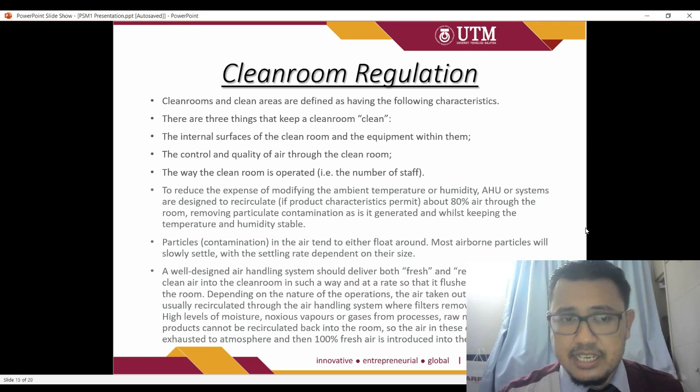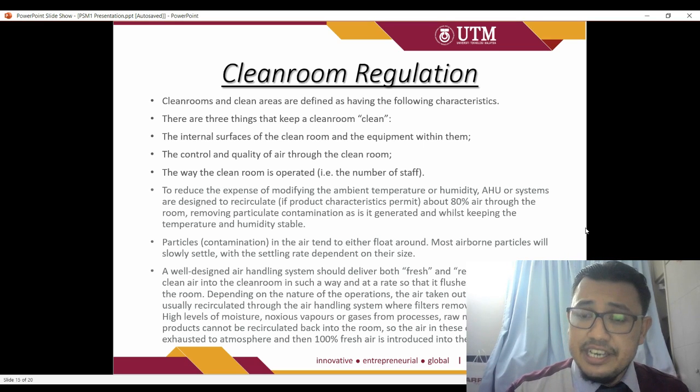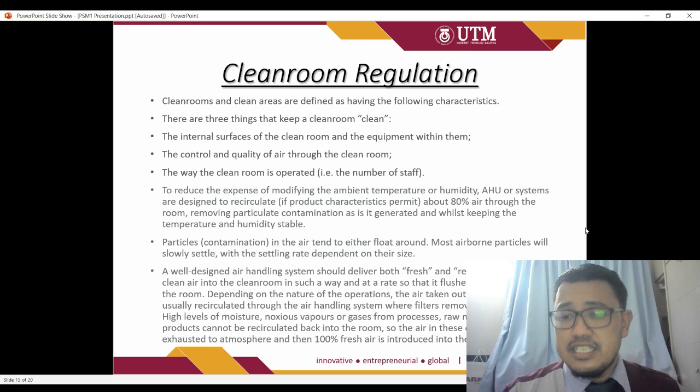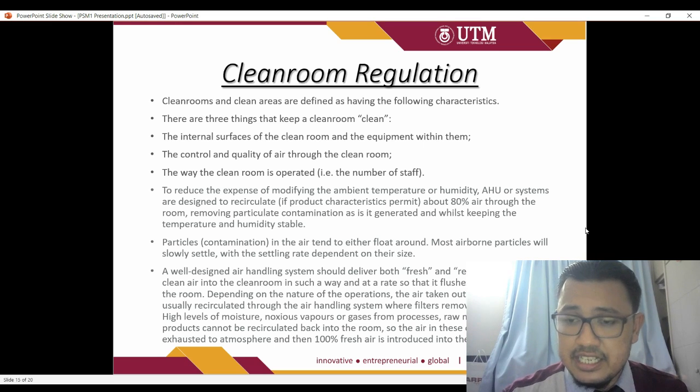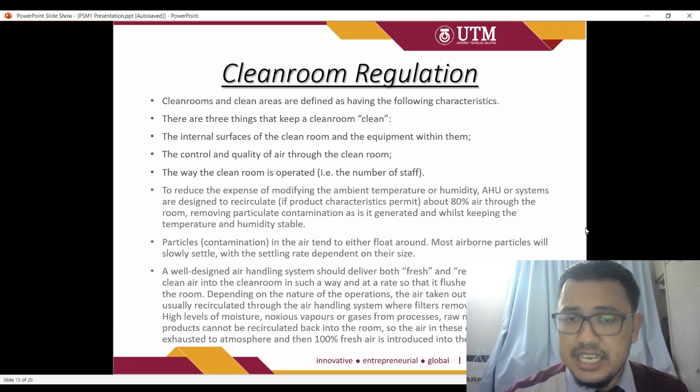inside the production area. To reduce the expenses of modifying the ambient temperature and humidity, the AHU or the system are designed to recirculate. Some use low level circulation, and about 80% of air goes through the room. Then another 20% is removing the particulate contamination as it generates, while keeping the temperature and humidity stable.